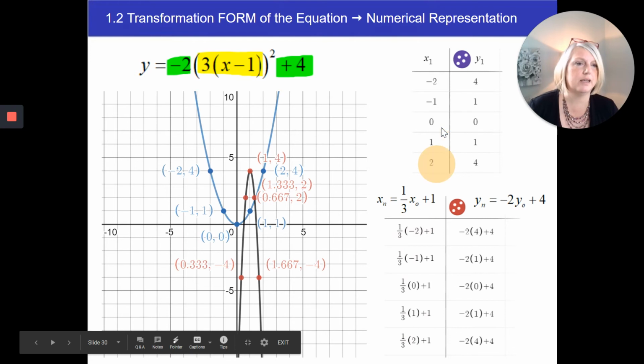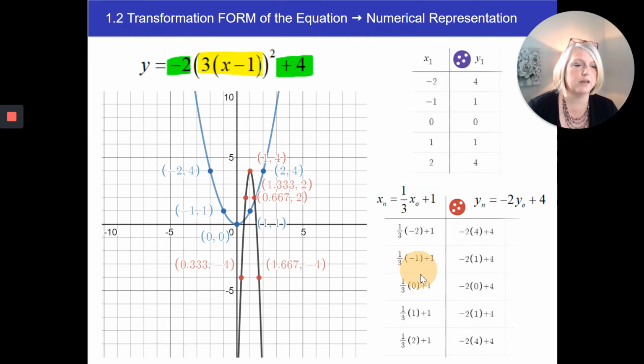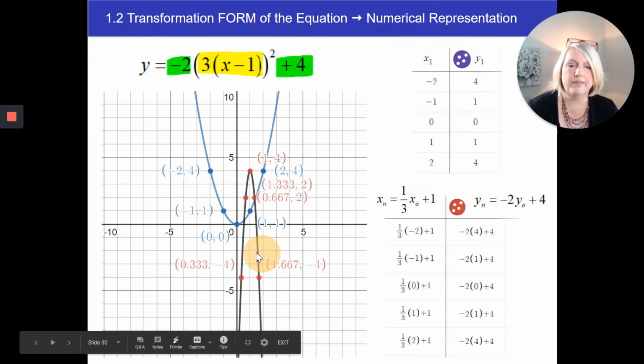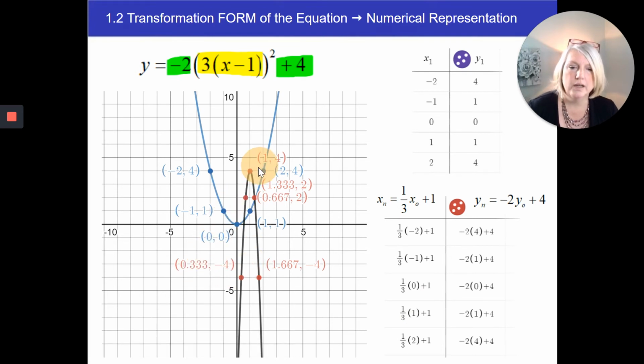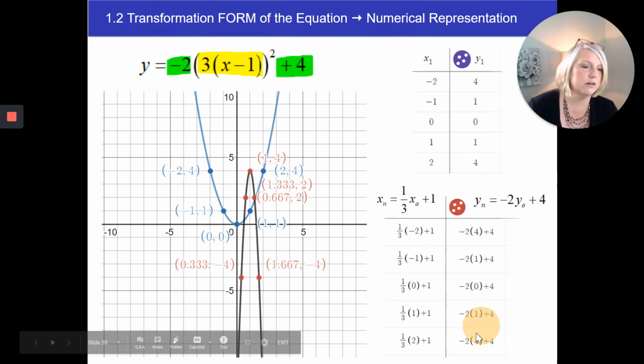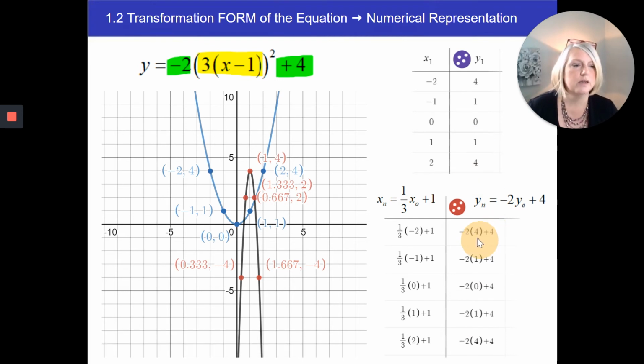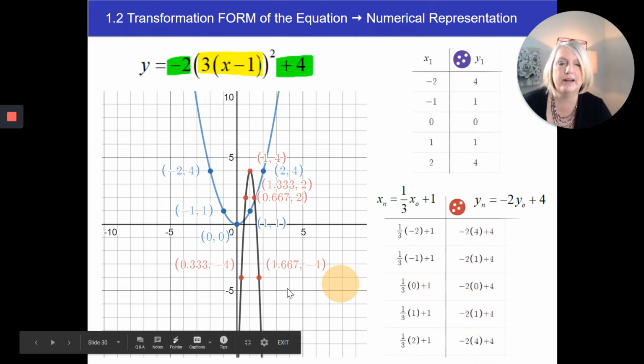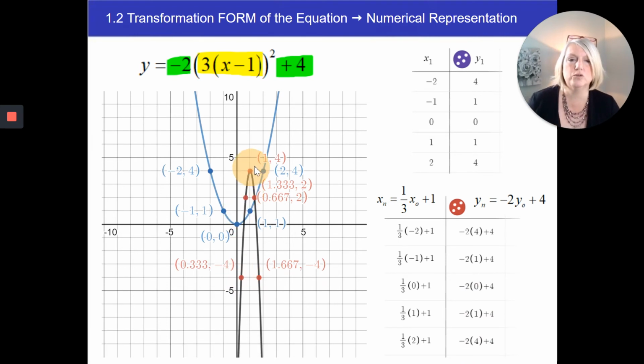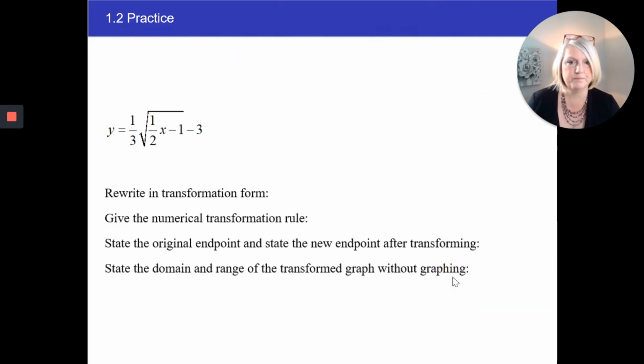Notice I plugged in the -2 from the original. I plugged in -1, 0, 1, and 2. And that's how I'm getting this 1/3, and I think this is 2/3, 1, 1 1/3, and 1 2/3. And so that's how I'm getting the new anchor points. And then over here, notice I'm plugging in the old y values that I had on the original anchor points. 4, 1, 0, 1, and 4, and that's where I'm getting the -4, 2, 4, 2, and -4 again. So that's kind of the numeric analysis that you would be thinking of.